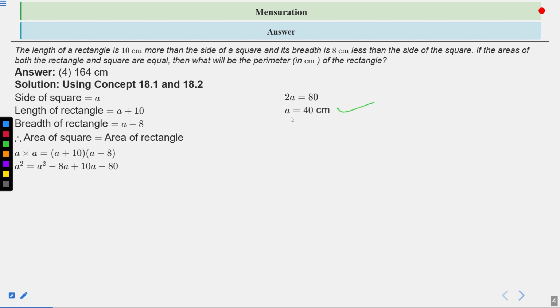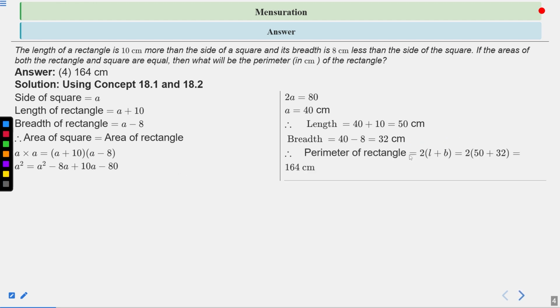Now we have the value of the side of the square, so we can calculate the length and breadth of the rectangle. The length of the rectangle will be 40 plus 10, which is 50 centimeter, and the breadth of the rectangle is 40 minus 8, which is 32 centimeter. Now we can calculate the perimeter of the rectangle, which is 2 times L plus B, equals 2 into 50 plus 32. 50 plus 32 is 82, and 82 into 2 is 164 centimeter. So the fourth one is the correct answer of this question. Next one.